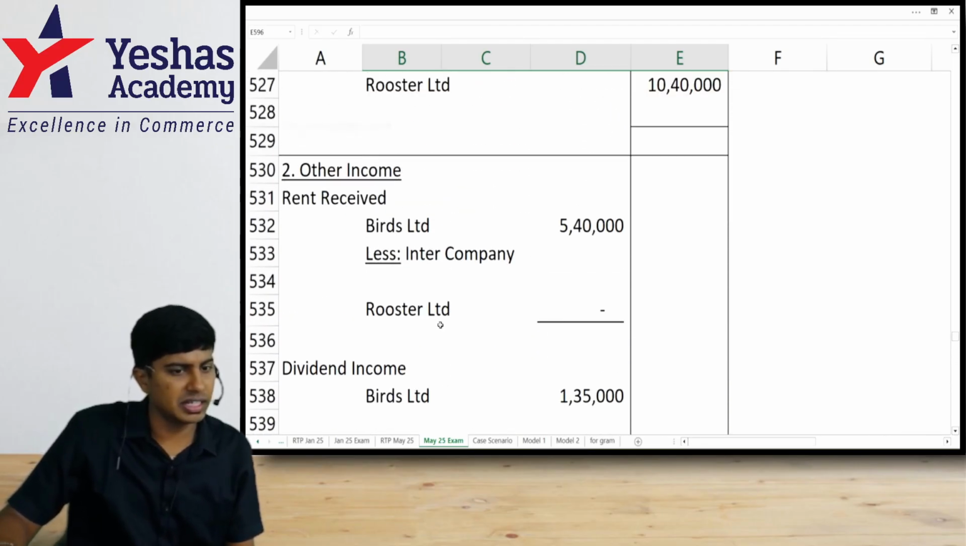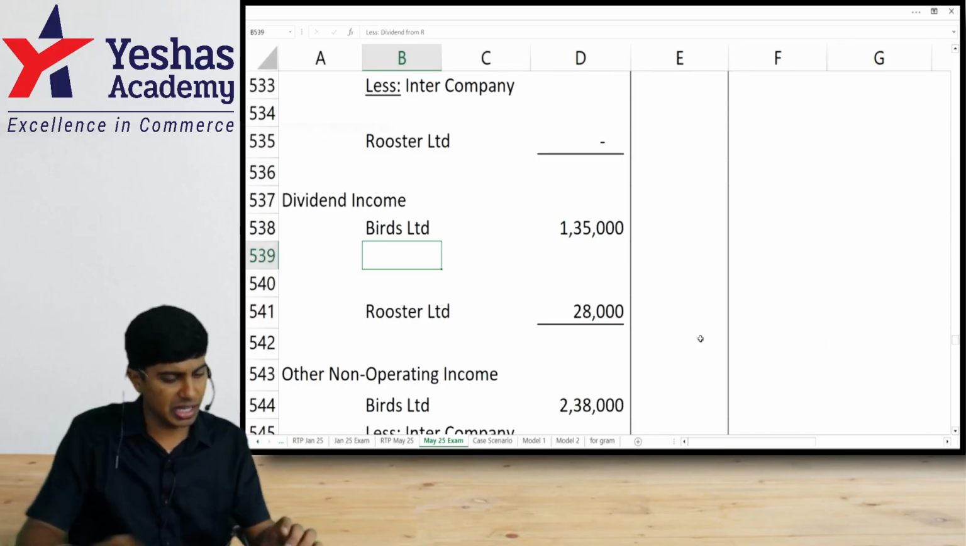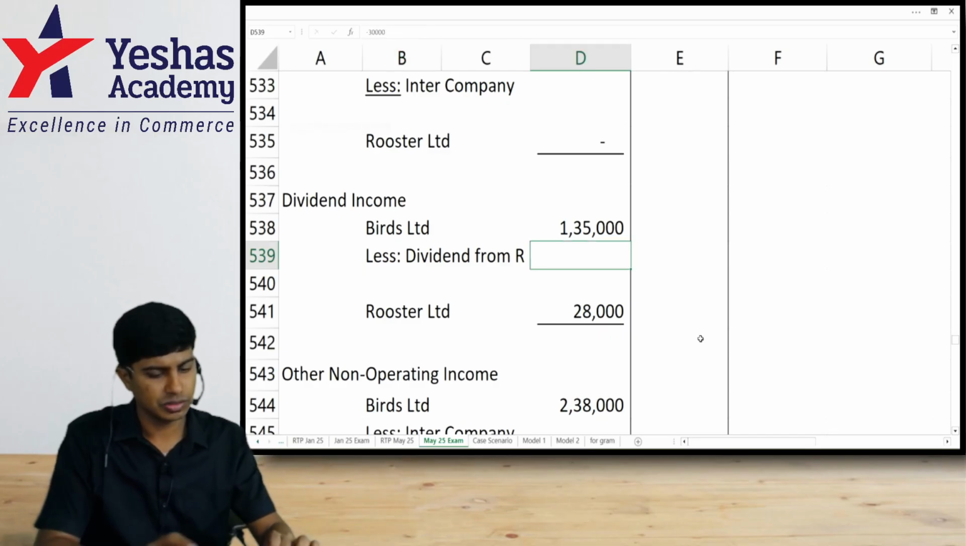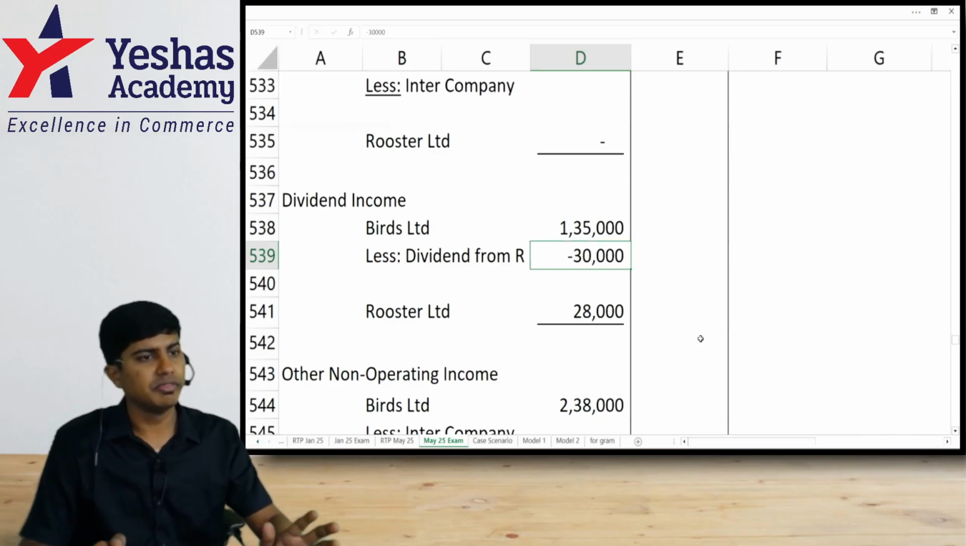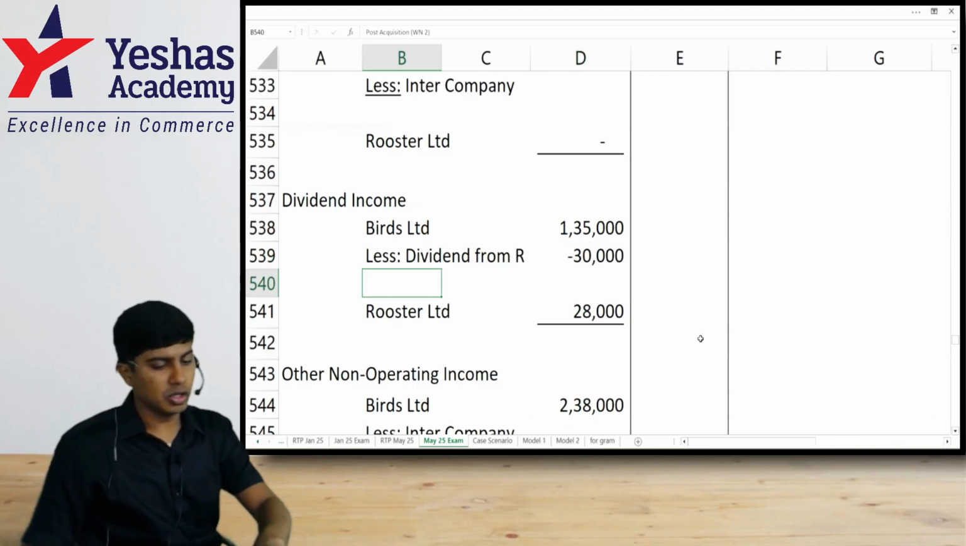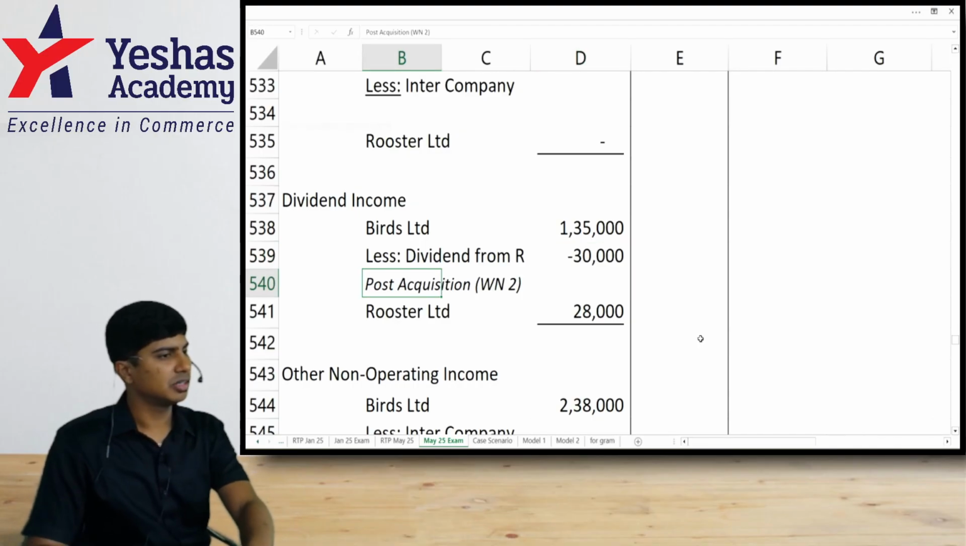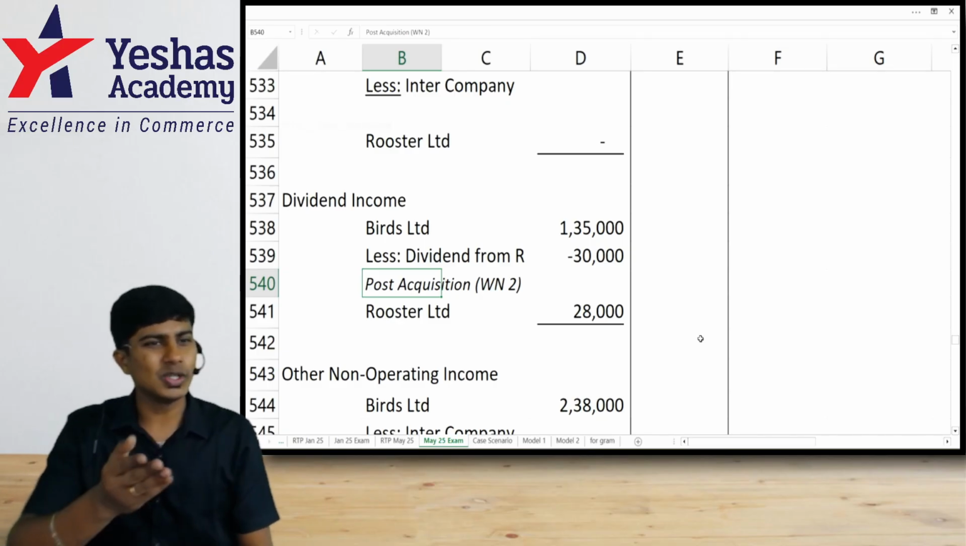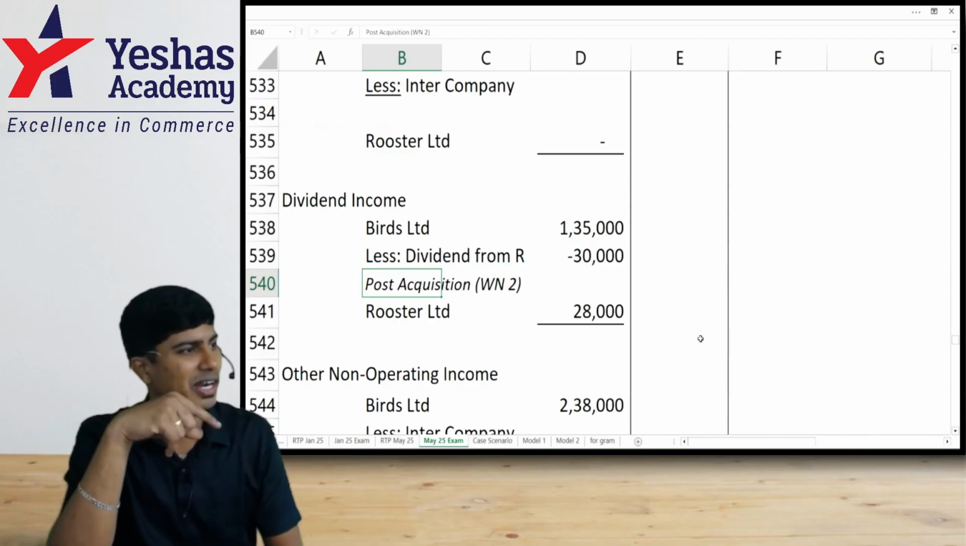So the dividend income of holding company includes 30,000 dividend received from subsidiary. Holding company's dividend income 1,35,000 includes dividend received from Rooster. How much? 30,000, which should now be eliminated. Why? Because it is post-acquisition dividend. So should it be deducted from the expense of subsidiary? It is not expense. In appropriation, it will be adjusted.